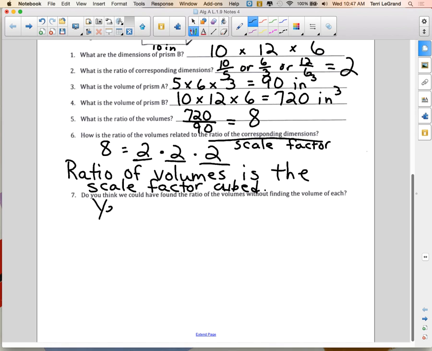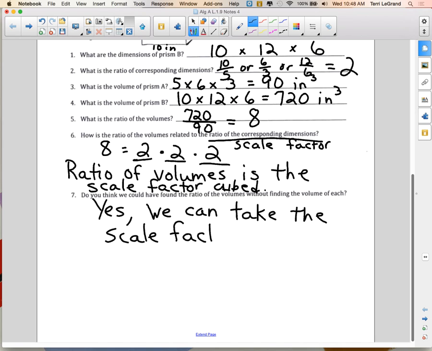Okay, we're going to say yes to this. We could have found it without finding the volume of each. I don't want you to be coming back tomorrow and saying, I could not do this problem because I don't know how to find the volume of a sphere. I'm going to be like, you didn't need to know how to find the volume of a sphere. All you have to do is, if you know the scale factor, so yes, we can take the scale factor and cube it, like we just set up above.